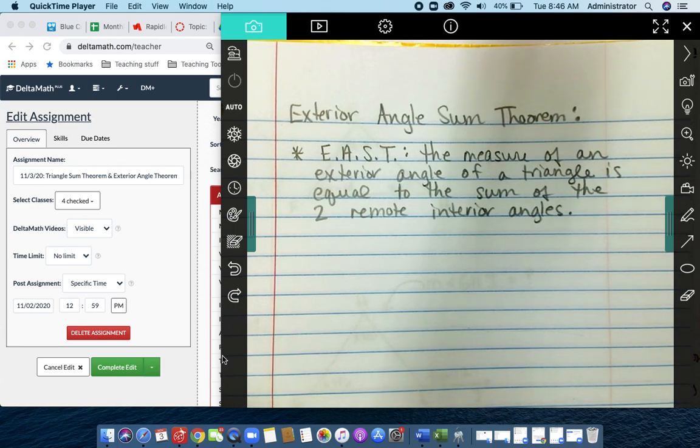Hi, in this video I will be covering the exterior angle sum theorem.